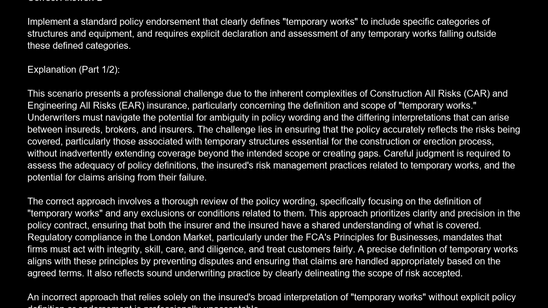Regulatory compliance in the London market, particularly under the FCA's Principles for Businesses, mandates that firms must act with integrity, skill, care, and diligence, and treat customers fairly. A precise definition of temporary works aligns with these principles by preventing disputes and ensuring that claims are handled appropriately based on the agreed terms. It also reflects sound underwriting practice by clearly delineating the scope of risk accepted.